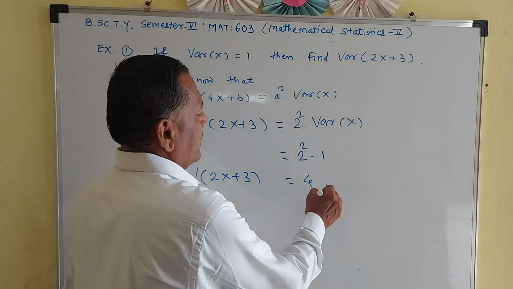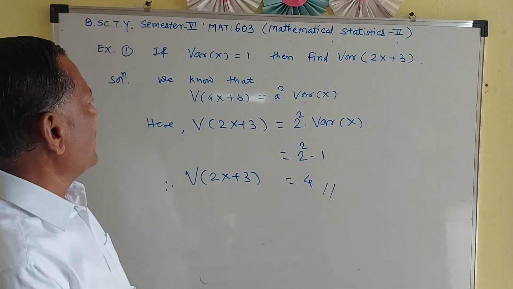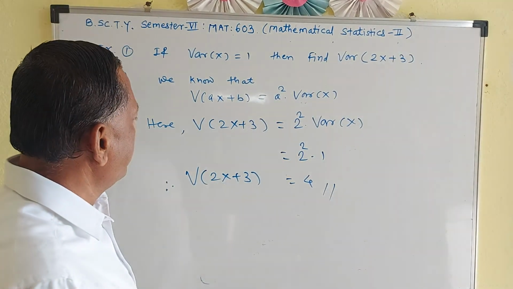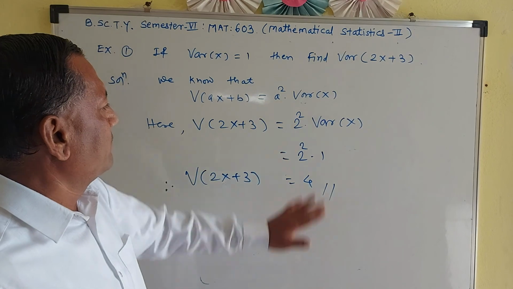So, in this way, we have the result variance of ax plus b is equal to a square into variance of x. So, we stop here.